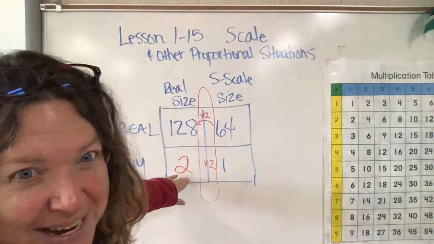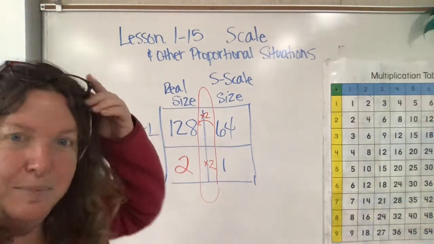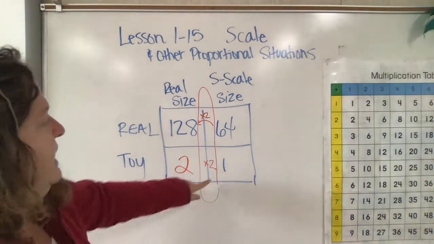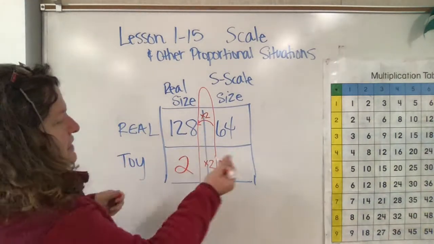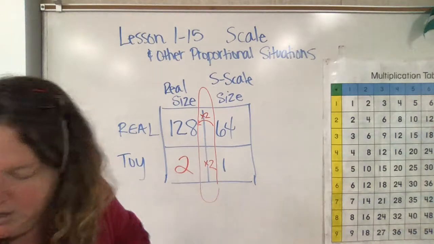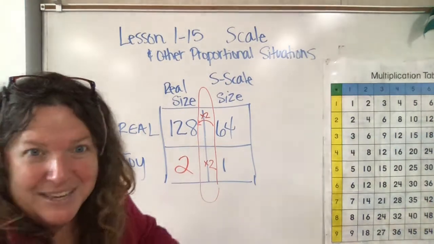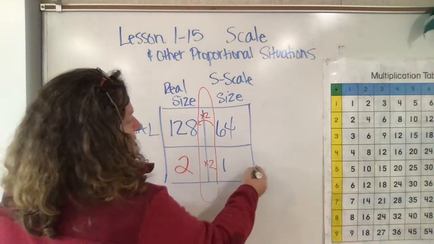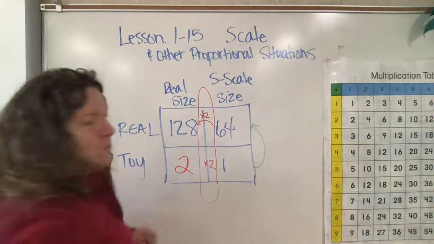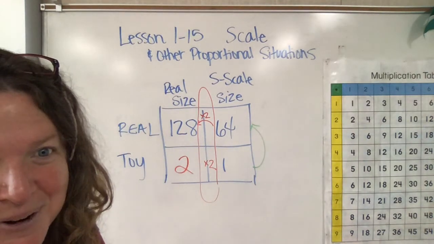Now, S scale's pretty tiny, but that's how big it's going to be. And we figured that out because we know there's a relationship in there. We could have also said this. I'm using a different color to show you a different way to do it. We could have also said 1 times something gets us to 64. 1 times what gets us to 64?